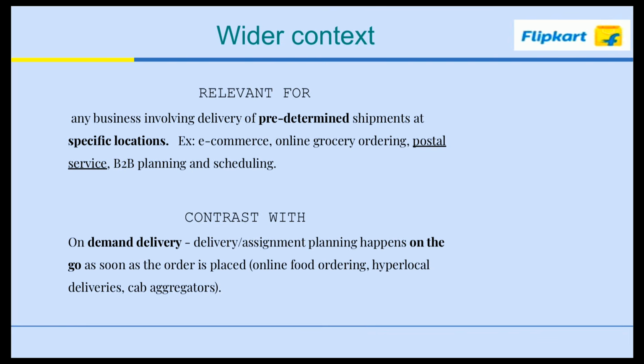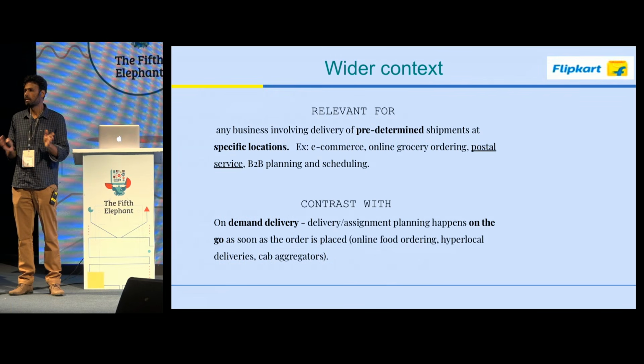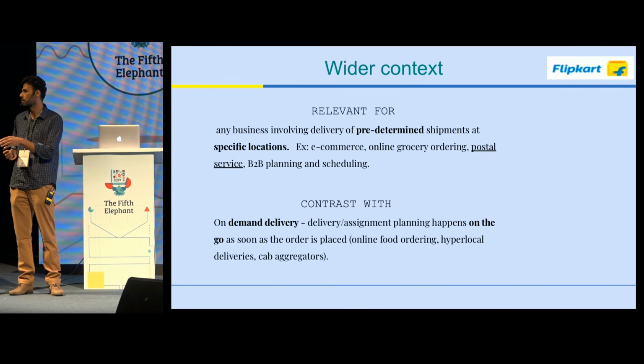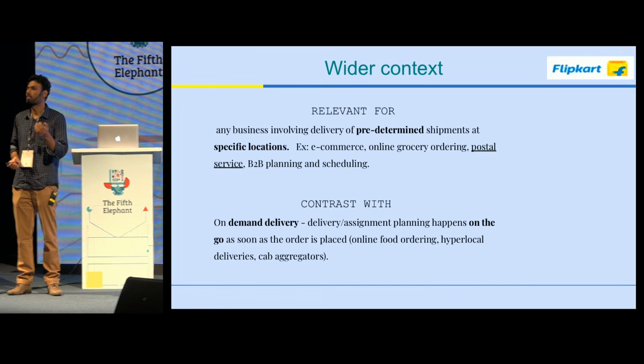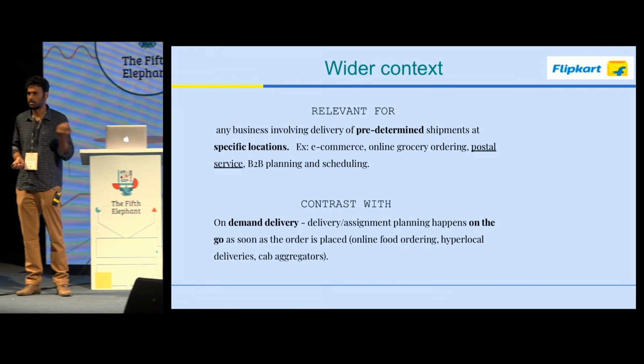Now, to me, though, the canonical example is the postal service. You have parcels destined to different addresses at a post office, and you have a bunch of postmen, so you need to distribute that among the different postmen, and you need to determine what should be the best route that they should take to deliver those parcels. And obviously, the postal service has been there for much, much longer than, for instance, e-commerce companies.